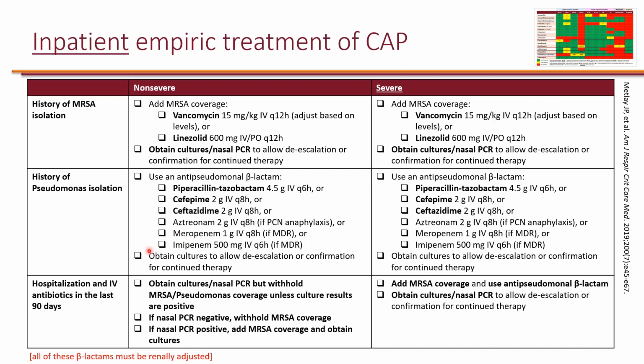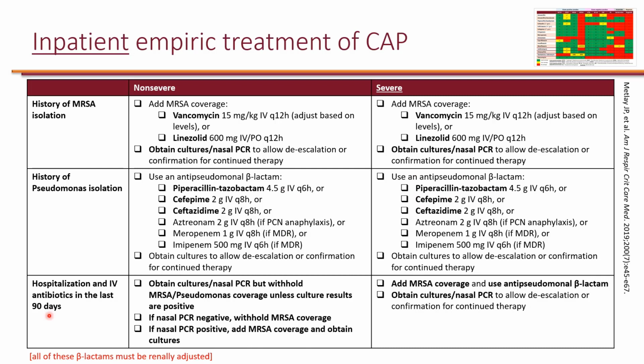Now, it is important to obtain cultures to allow de-escalation or confirmation for continued therapy. In other words, if you do not grow Pseudomonas on the culture, then you can de-escalate these back to ceftriaxone. Or if you did grow Pseudomonas, then you know that you had made the right decision, and then you will continue these anti-pseudomonal coverage. Now, the same is true for severe and non-severe. So the strategy is the same.